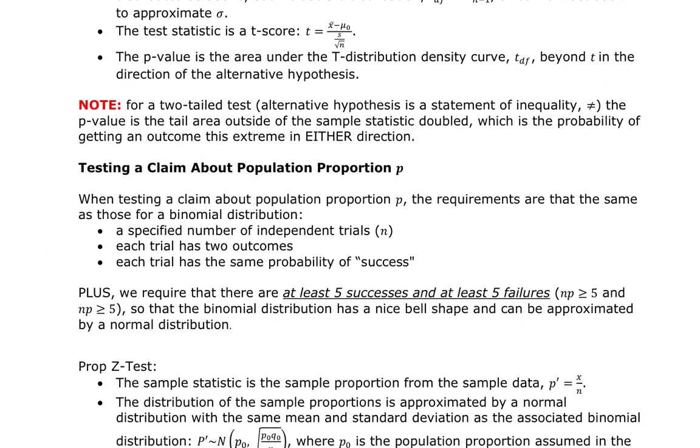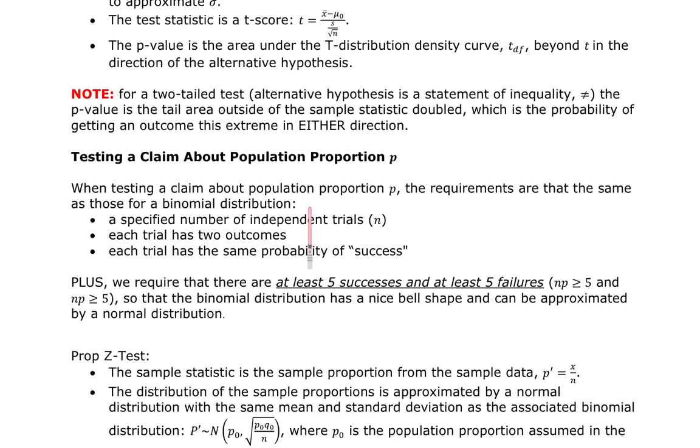So, what about when you have a proportion? Well, when you're testing a proportion, it's a binomial distribution. You have a specified number of independent trials. Each trial has two outcomes, either success or failure. Plus, we require n times p to be greater than or equal to 5. At the same time, n times q is greater than or equal to 5, so that the binomial distribution has a nice bell shape and can be approximated by a normal distribution. We do the proportion z-test.